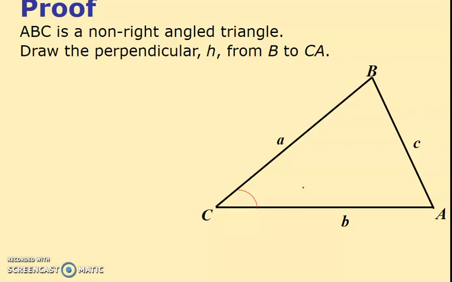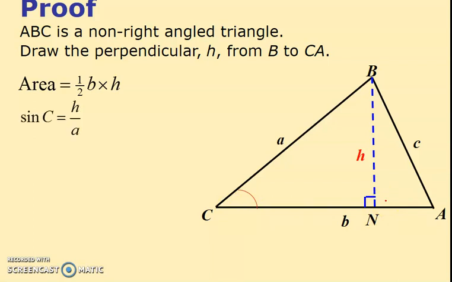Perpendicular is a right angle from B down to CA, and there it is. And you notice it now has this height shown. From this height, we can say that the area of this triangle, remember the area of any triangle, is half of the base times the height. In this case, the height is written as h, and the base of this triangle is b, so that's why it says half of b times h.